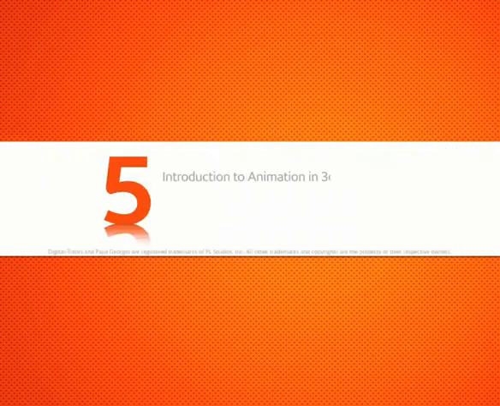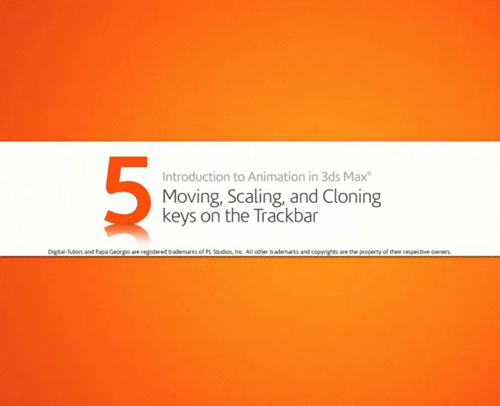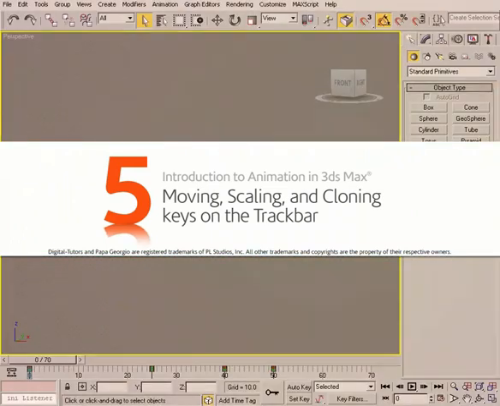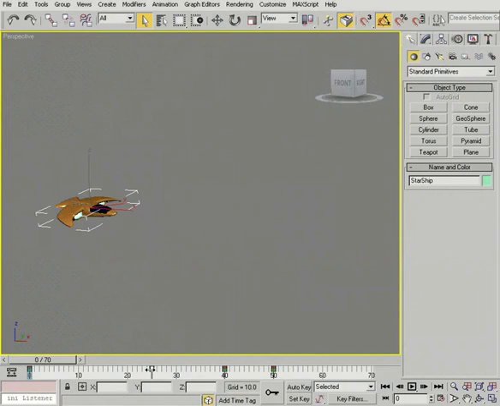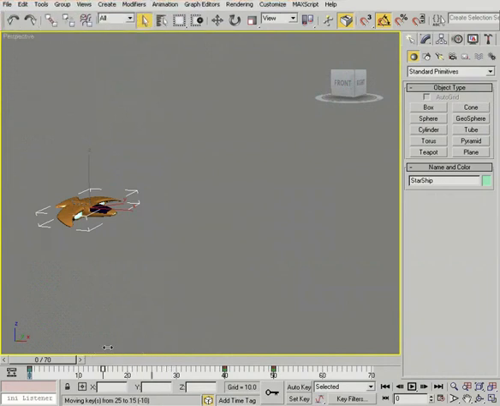In this lesson, we'll learn how to move, scale, and clone keys from Max's Trackbar. To move a keyframe, we'd simply select it with the left mouse button and drag it wherever we'd like it to lie in time. What's nice is that if we look underneath the keyframe on the status bar, Max allows us to basically see where we are moving our key from, where we're moving the key to, and how many frames we've offset the key from its original position. So that's a pretty nice indicator.